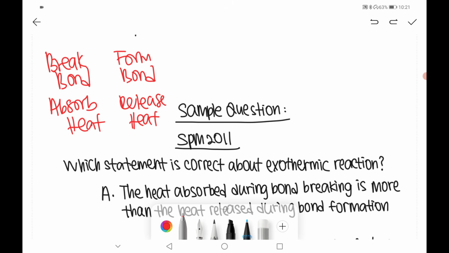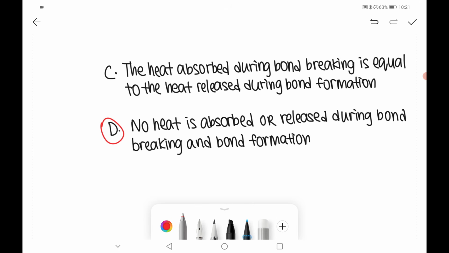So if you look at the four answers here, answer D is wrong already. Why? Answer D says that no heat is absorbed or released during bond breaking and bond formation. So this is wrong, right? During bond breaking, you should absorb heat. During bond formation, we should release heat. So they say no heat, so it's wrong. All chemical reactions involve heat. So answer D is wrong already.